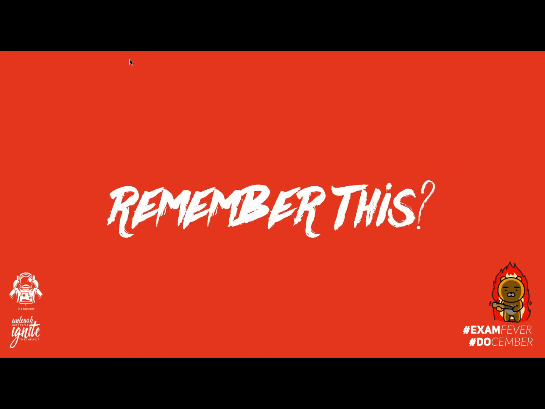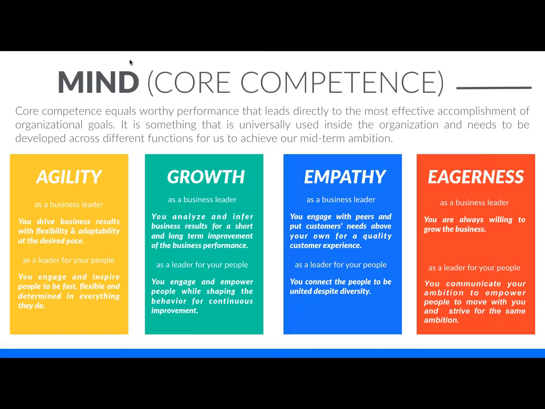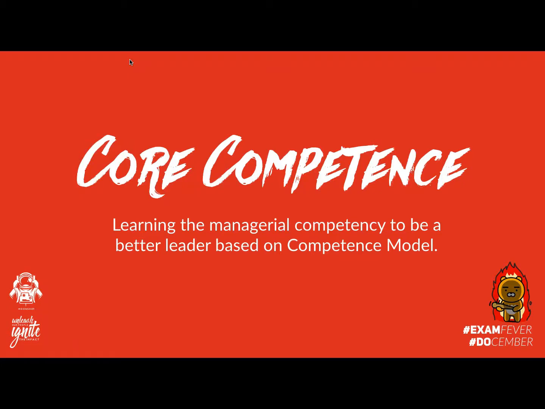And after this is something that I want you to remember. Do you remember when we were talking about mindset, core competences like agility, growth, empathy, eagerness, all that stuff that I was telling you about in terms of selecting your EB with the right competence, and also understanding the competencies that your EB should develop in the future? Then yes, we also designed the transition based on core competencies as well. That's why we have a block called Core Competence, the space where they will learn the managerial competence to be a better leader based on the competency model.